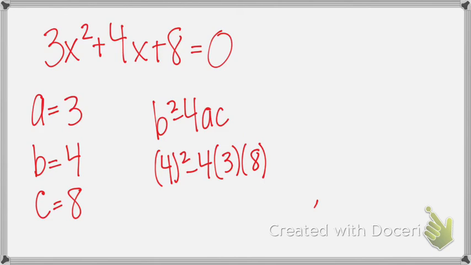What do you get? Negative 80? All right, is that number greater than 0, less than 0, or equal to 0? Less than. So what kind of solutions are you going to have? 2 non-real. And if they are non-real, what do they have in there?